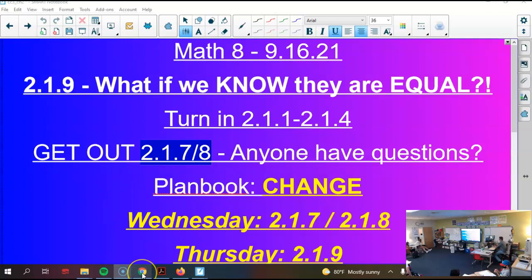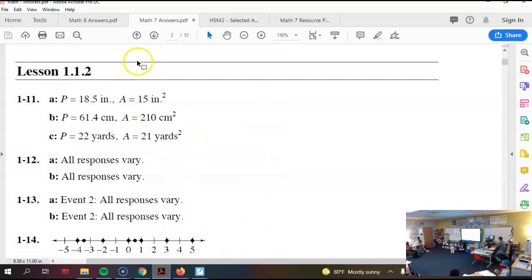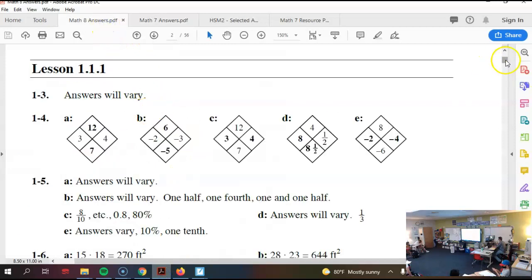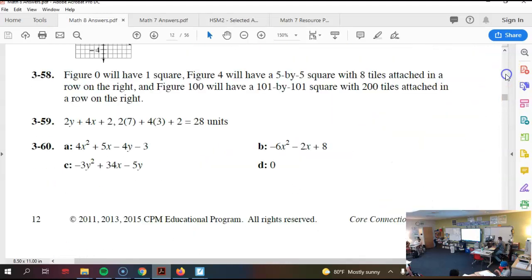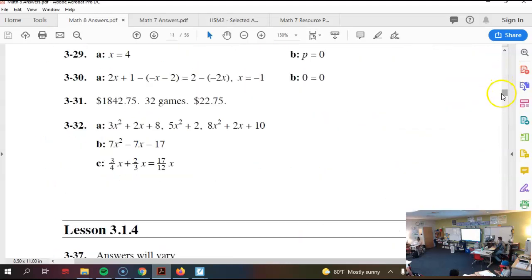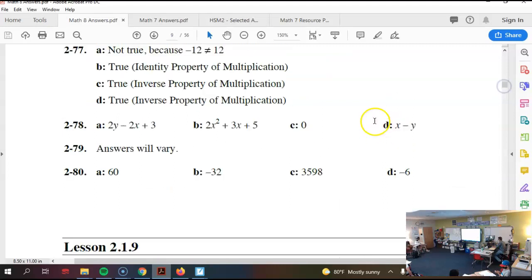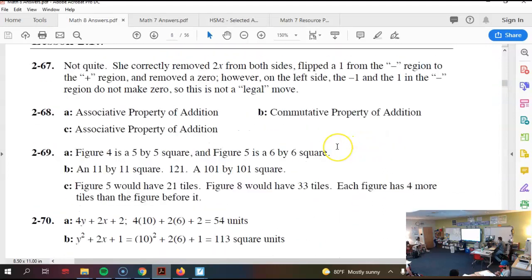So let's go look at those homeworks, and if we have questions, let's talk about them. Because 219 isn't super critical that we get to it today. And if you're good on the homework, you can go ahead and start 219 if you want. You can grab a book because this is not going to be up here. But 217, 218. So let's look at those answers.